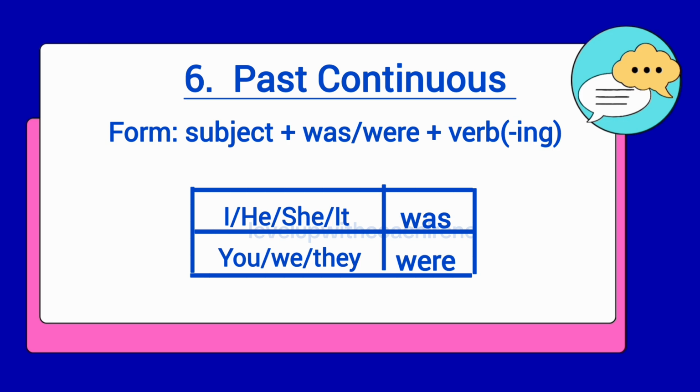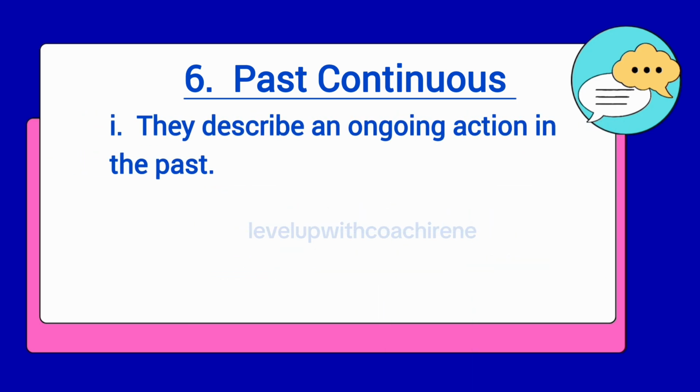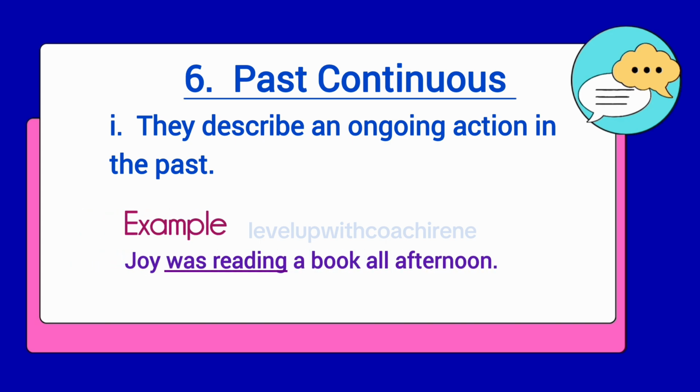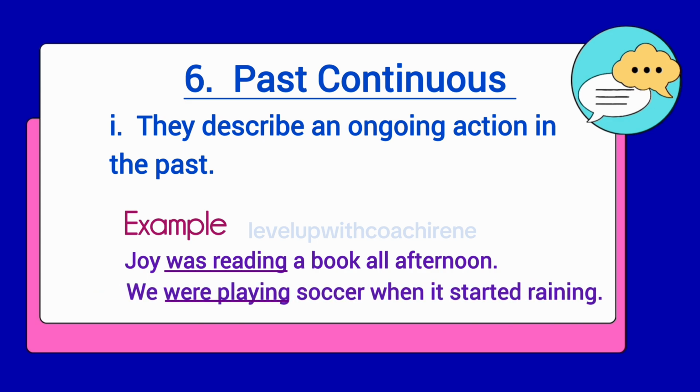Was is used with I, he, she, it, whilst were is used with you, we, they. Let us look at the uses of past continuous tense. Number 1, to describe an ongoing action in the past. For example, Joy was reading a book all afternoon. We were playing soccer when it started raining.